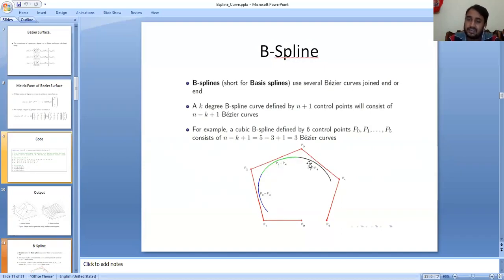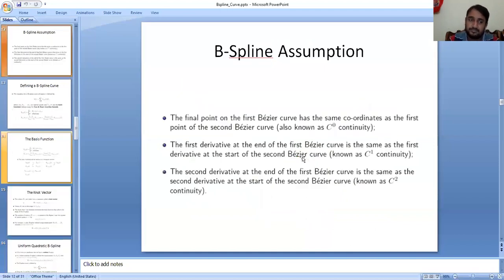And here, by mistake, I have written P1 to P4, but it should be P2 to P5. We have drawn this black Bezier curve, and these 3 Bezier curves are combined at the end points. The last point of the first Bezier curve is the same as the start of the second Bezier curve. The last point of the second Bezier curve is the same as the start of the third Bezier curve. So this is what the B-spline curve is.